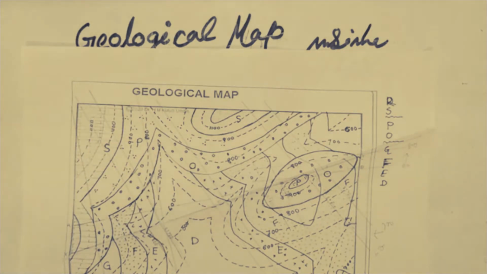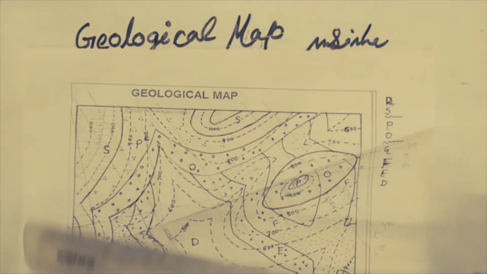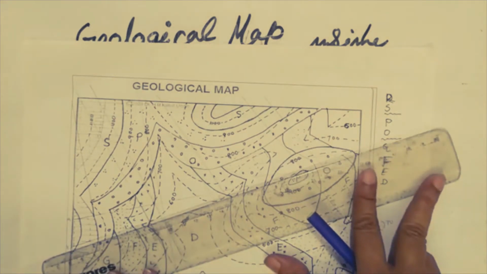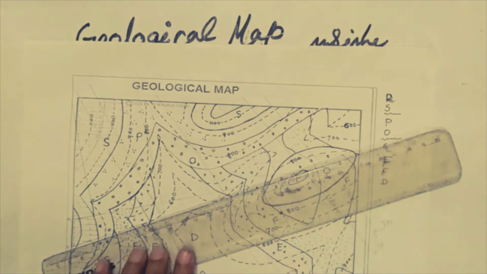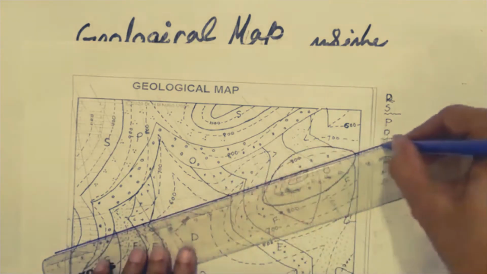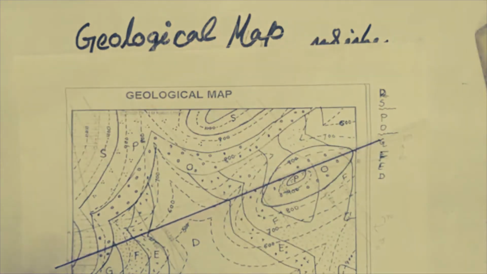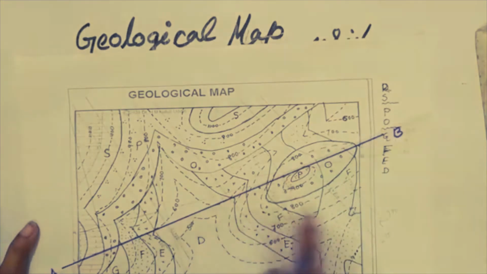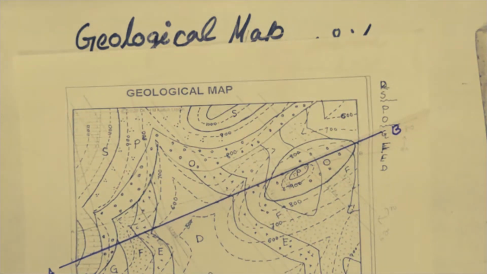So first thing is that you have to identify the section line. All the information derived from the geological map is mainly based on the section line. All the information we can get from the geological maps basically follows the section line. This is A and this is B. Suppose this is the section line, we can plot all the information about the geological map along the section line.